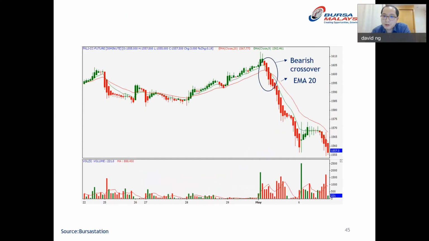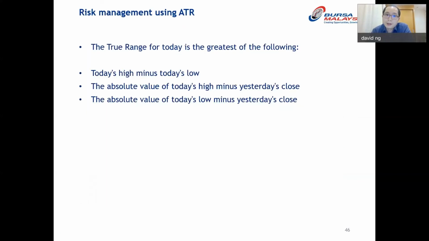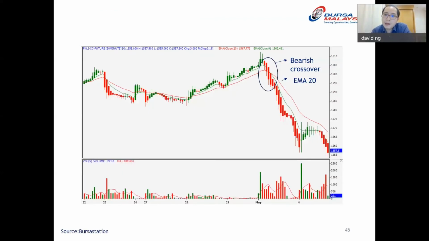So this is a bearish crossover example. You can clearly see the 9-period EMA crossing below the 20-period EMA, which usually signals that the market is going to be on a downtrend. Now, going back to this slide, if you compare that with using Heiken Ashi and the crossovers, you can get quite a good signal to enter and exit the market.